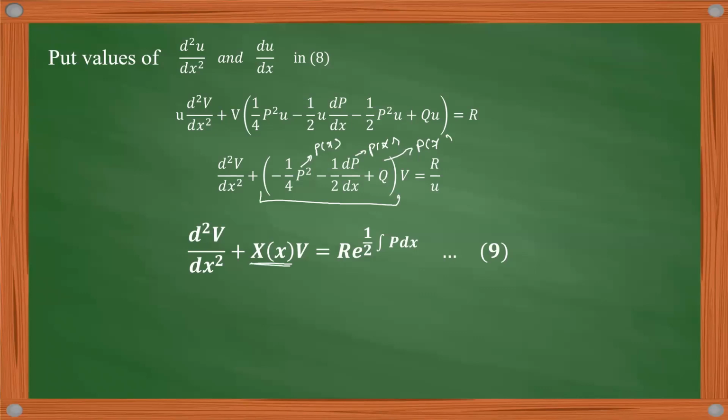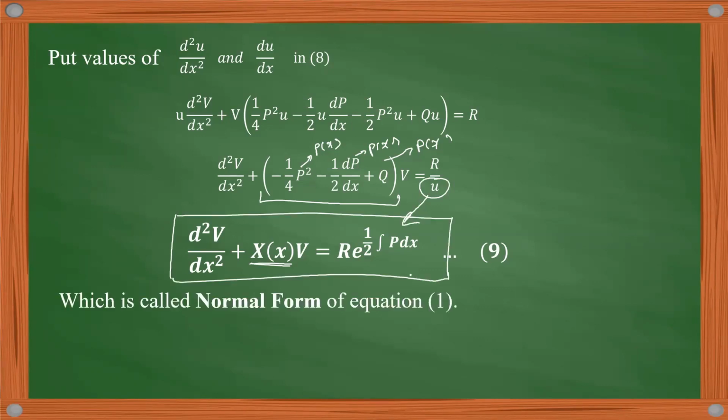So we will replace this whole term by capital X of x into v, and that is equal to r into e power 1 by 2 integration of p dx. We have just put the value of u here. This format, or this equation, is known as the normal form of the given linear differential equation. Now just observe this equation. We can see that there is no term of the first order differentiation. That's why this method is known as the normal form method or the removal of first derivative method.